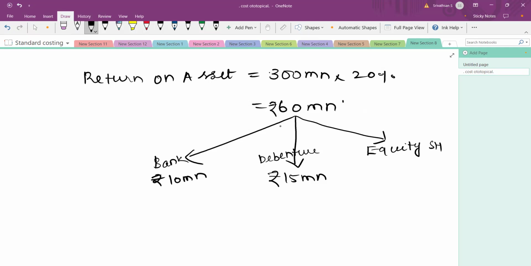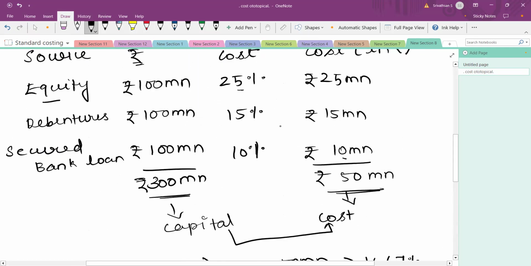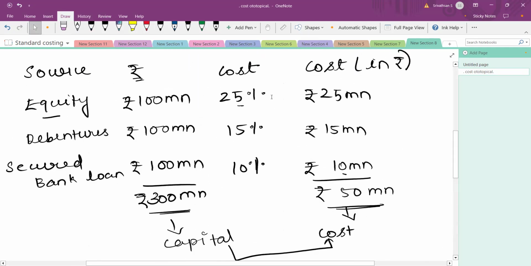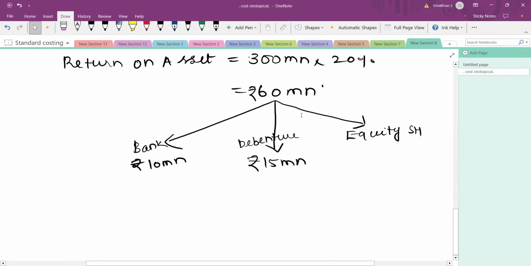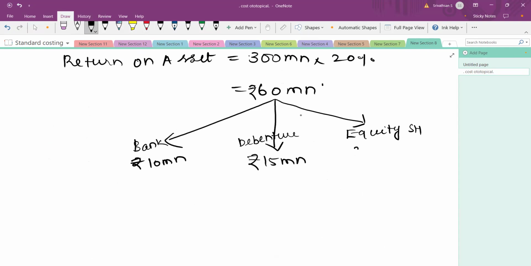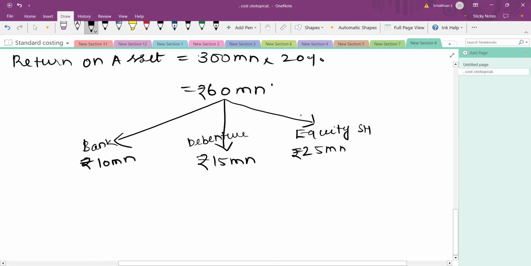So what is the expectation of the equity shareholders? Again, they gave us 100 million, upon which they are expecting 25% return. So their expectation is 25 million. So out of 60 million, 25 million will go to equity shareholders. So here, initially we had 60 million, out of which 10 million is gone for the bank. So we are left with 50 million. Out of that 50 million, 15 million will go to the debenture holders.